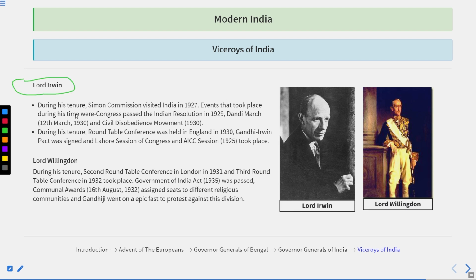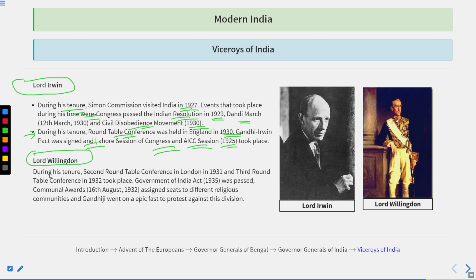Thereafter comes Lord Irwin. During his tenure, the Simon Commission visited India in 1927. Events that took place during his time were that Congress passed the Indian Independence resolution in 1929, Dandi March happened, and the Civil Disobedience Movement 1930 took place. During his tenure, the Round Table Conference was held in England in 1930. The Gandhi-Irwin Pact was signed, and the Lahore session of Congress took place.